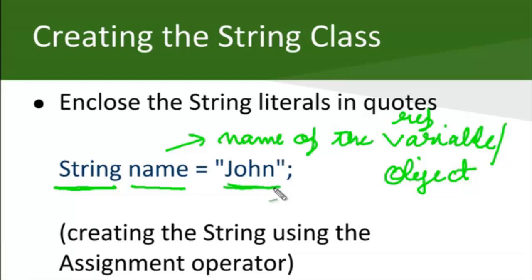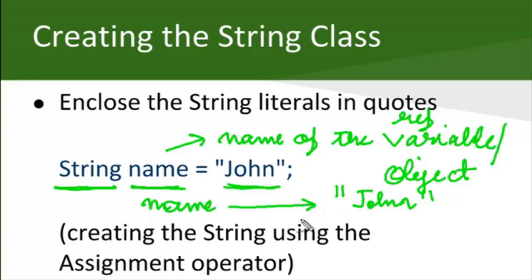Have a look at this, that John is basically a string, the sequence of characters enclosed within double quotes, and I'm storing that to the reference variable name. So what will happen is that an object of John will be created and the reference variable name will point towards that object. So this is how basically a string is created, and this is creating a string using the assignment operator.